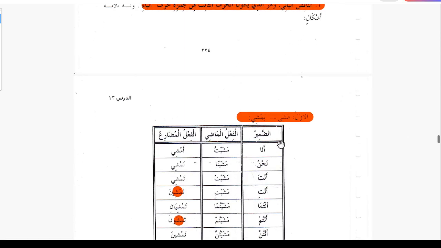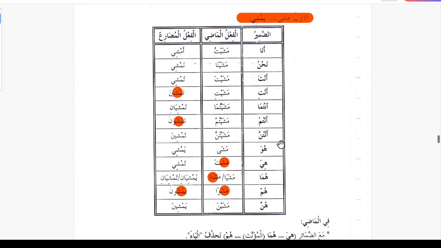So masha yamshi, let's conjugate here. Huwa masha, huma mashaya, hum mashaw, hiya mashat, huma mashata, hunna mashaina, and then from mashaina is easy. Anta mashaita, antuma mashaituma, antum mashaitum, anti mashaiti, antuma mashaituma, antunna mashaitunna, ana mashaitu, nahnu mashaina. So that was the past tense.